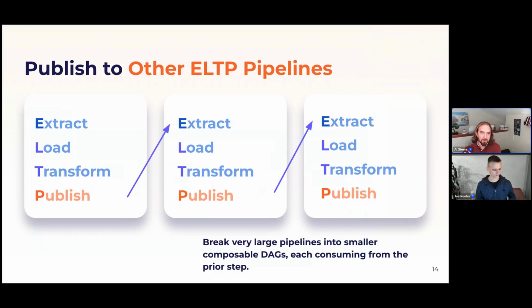And then the last scenario is just publishing to other ELTP pipelines. A nice benefit of this model is you can chain them together. There's two reasons to do so. One, you might have a very complicated DAG or diagram, like you might have hundreds of steps in your transformations, and breaking it into smaller logical units just makes sense. That also gives you the ability to run those logical units at different cadences.